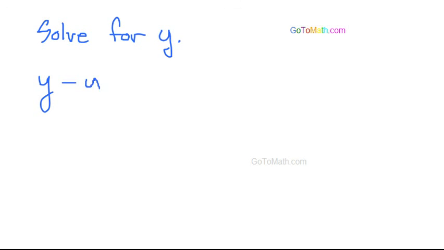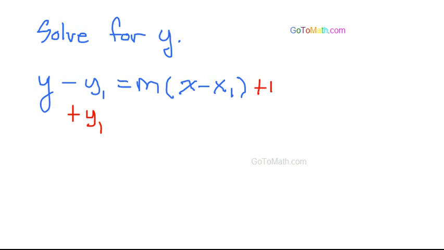Y minus y1 is equal to the slope, that's what this is called, believe it or not, x minus x1. X sub 1, you would say x sub 1. You've never seen that before. So we're solving for y. Looks like we're doing something pretty simple here. What do we do? We just add y sub 1 to both sides. All right, y sub 1.